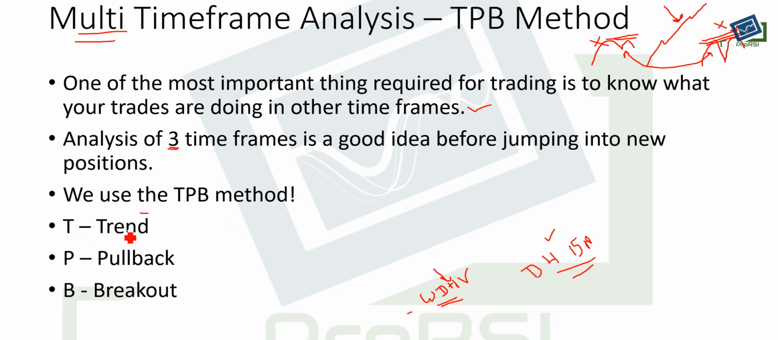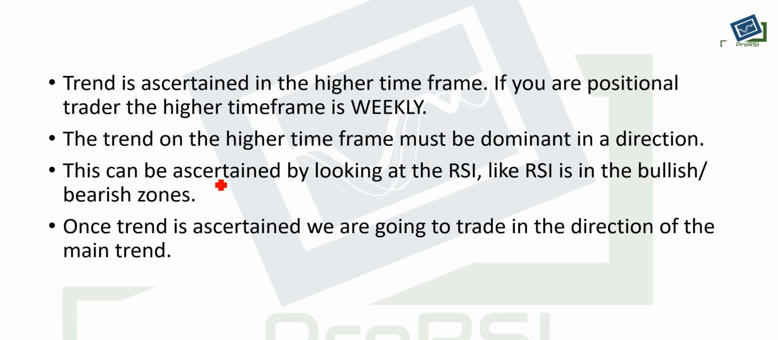Now, what method is employed basically is called the TPB method. That is T for trend, P for pullback and B for breakout. The TPB method is the trend, pullback, and breakout method. Now let us look at what these are.